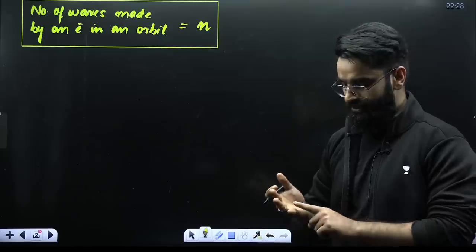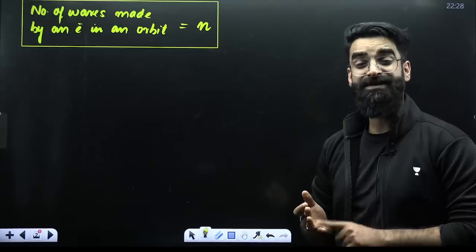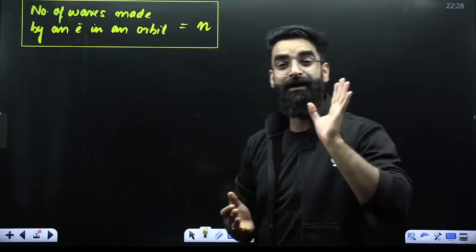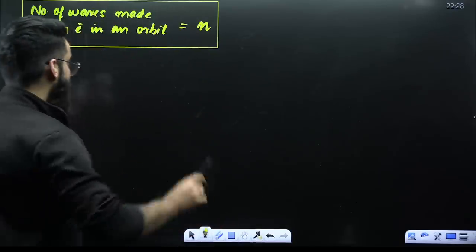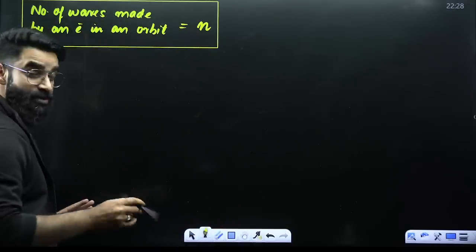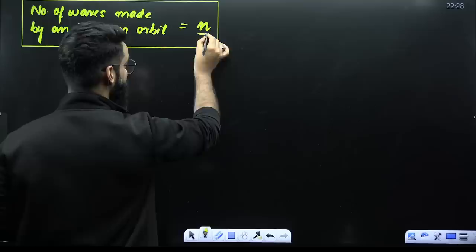Frequently asked question. Calculate the number of waves made by the electron in the Bohr's orbit. My dear students, one simple thing you have to remember. Number of waves made by an electron in an orbit is always equal to the value of n.